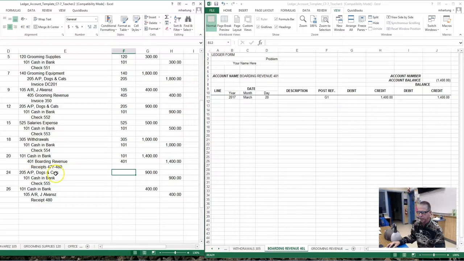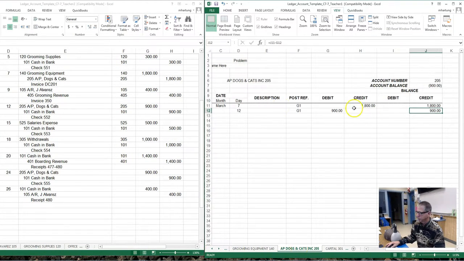Account 205, accounts payable, dogs and cats. We're going to decrease it by another $900. Previous balance minus another payment. How much do we owe dogs and cats now? We owe them nothing. We've paid the bill in full. Two debits indicate that it equals $1,800, which is the exact amount of the credit from back on that transaction on the 7th. So our account is paid in full.